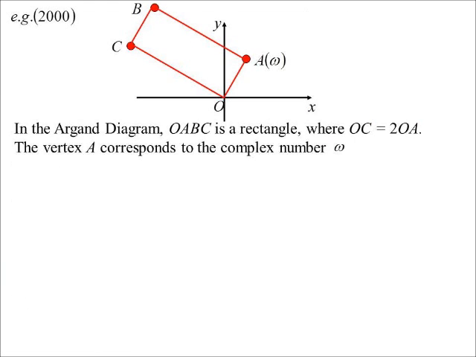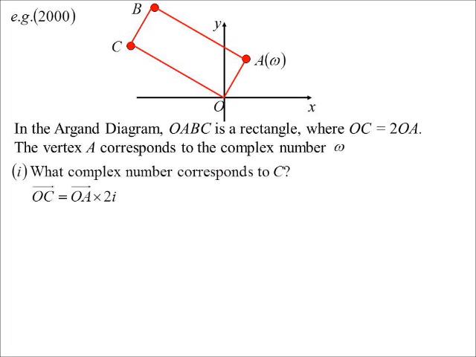Here's one from the 2000 paper. This one's a rectangle, they tell us. A is omega, and the length of OC is twice the length of OA. And, well, that's all they've told us. First part of the question is then, what would be C? What complex number is C? So how do I get C from the information I've got? Well, the only information I've got is that A is omega, and this is a rectangle.